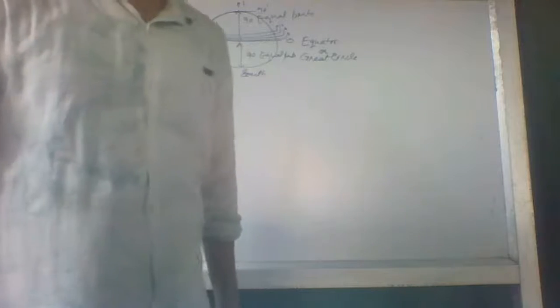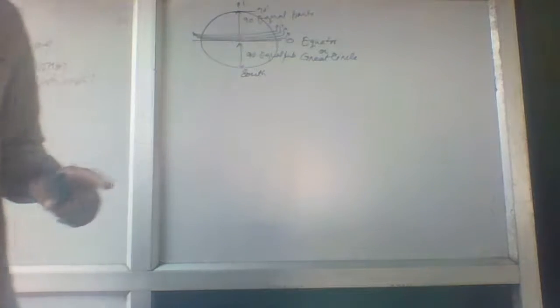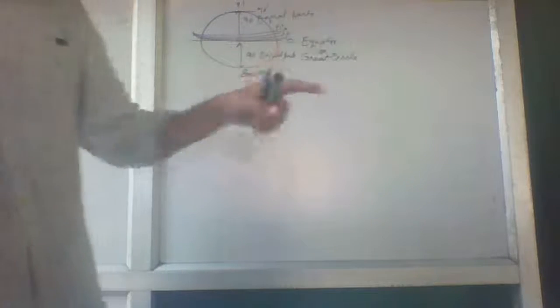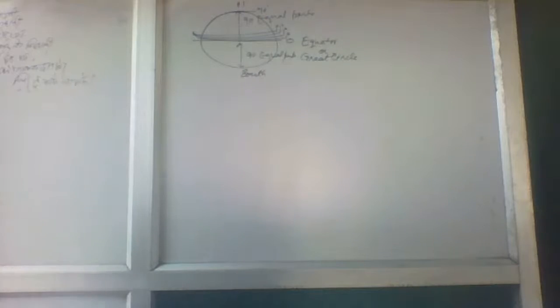90 equal parts towards the north and 90 equal parts towards the south. Each line is having 1 degree from the equator. So it makes 90 equal lines. Each line with 1 degree goes up to 90 degrees towards the pole, the north pole.